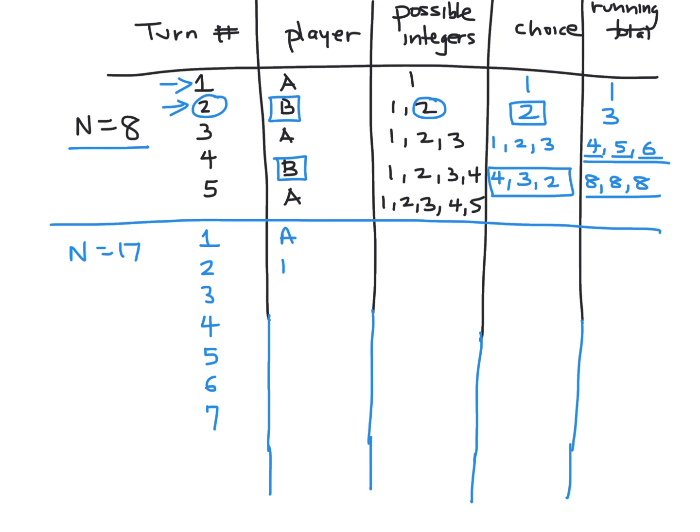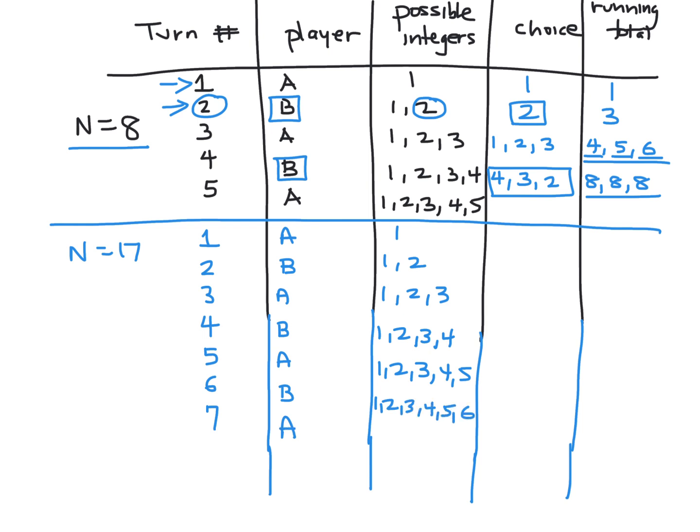And this is going to be the same A, B, A, B, A, B, A. And this is the same. 1, 1, 2, 1, 2, 3. And you guys understand by now how this works. And let's just fill this in. 1, 2, 3, 4, 5, 6. And the last one would be 1, 2, 3, 4, 5, 6, and 7. Okay. So on the first turn, we don't have much choice. That's just going to be a 1, and the running total is 1.